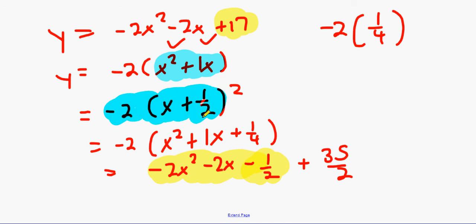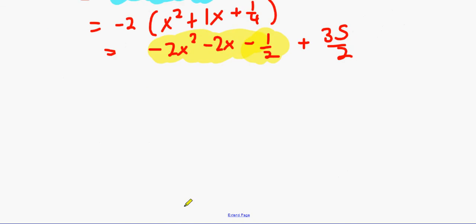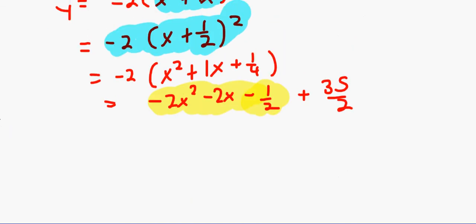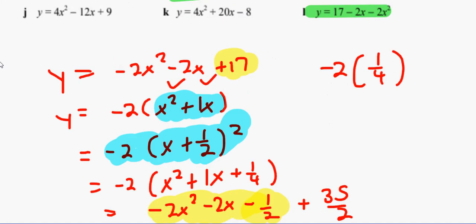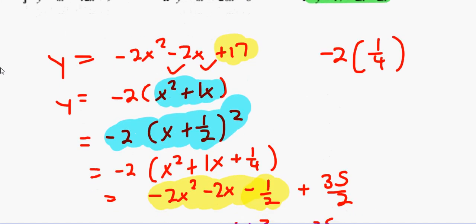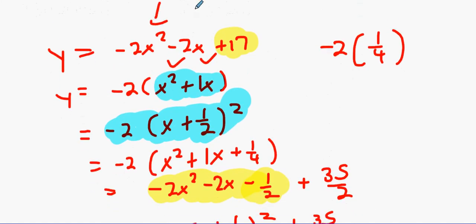Yeah, that yellow part is the same as that blue region there, isn't it? They're the same value. So what we say is that the answer is minus 2 into x plus a half squared plus 35 over 2. Maximum or minimum? David O'Reilly, maximum or minimum for this equation here?